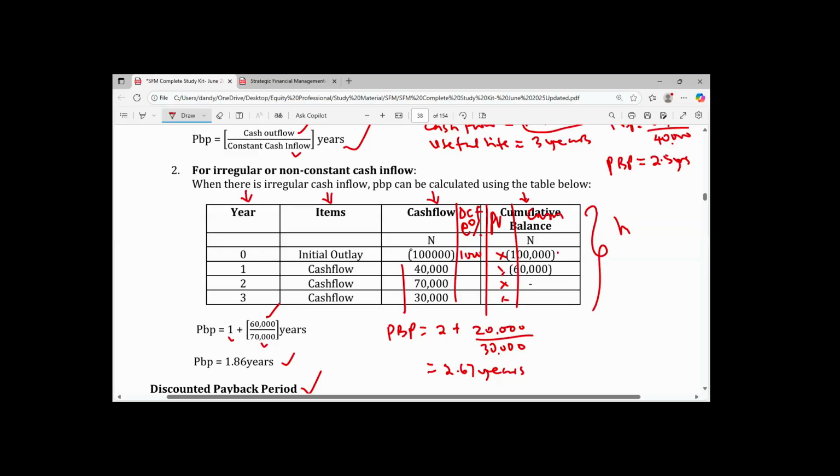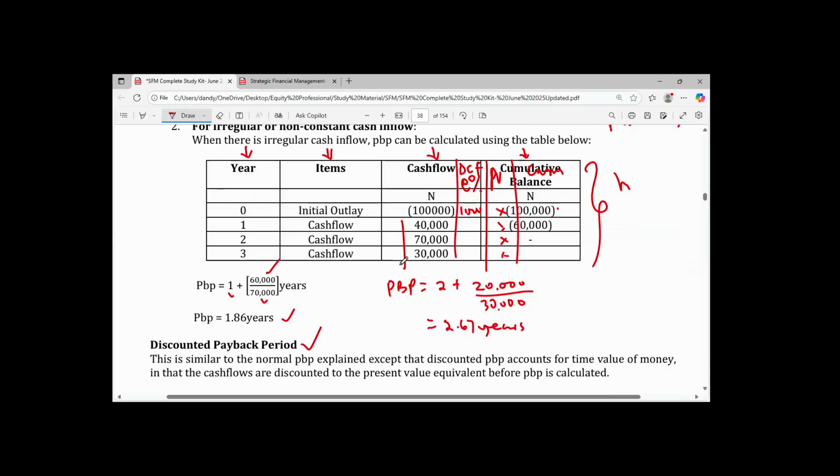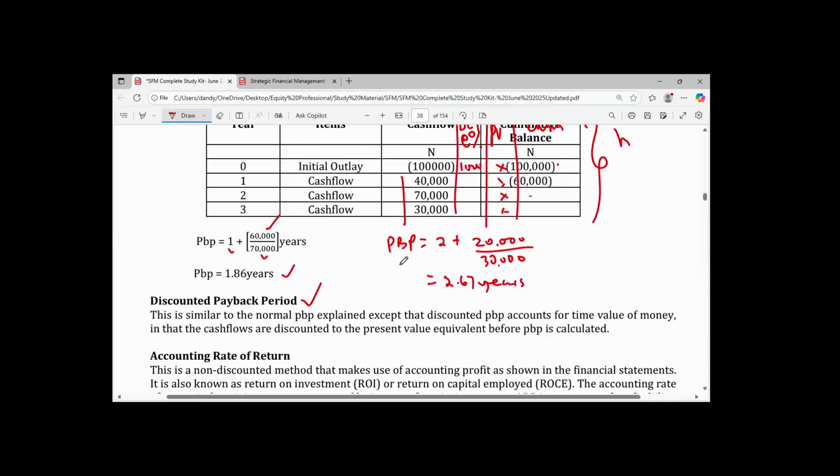So what I'm trying to say in essence is that when you are calculating discounted payback period, instead of using normal cash inflow to recover the initial investment, you are supposed to use present value to recover the initial outlay. So that's all you need to do under the discounted payback period.